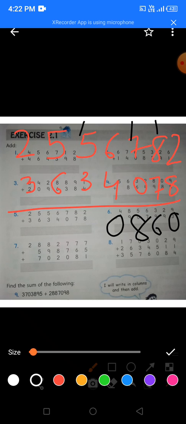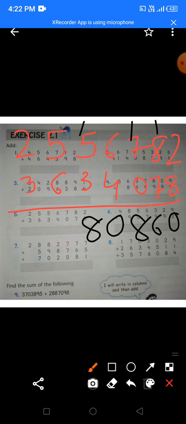Again 1 plus 5 is 6. 6 plus 3 is 9. Okay. Then 5, nothing to carry. Yes. 5 plus 6 is 11. Write 1 and carry 1. 1 plus 2 is 3. 3 plus 3 is 6. So this is your answer. Your answer will be 61,90,860. Okay children. So I hope you've written this.